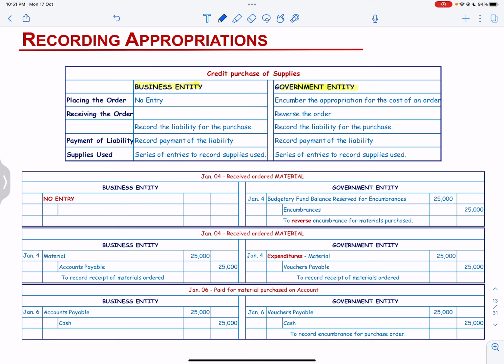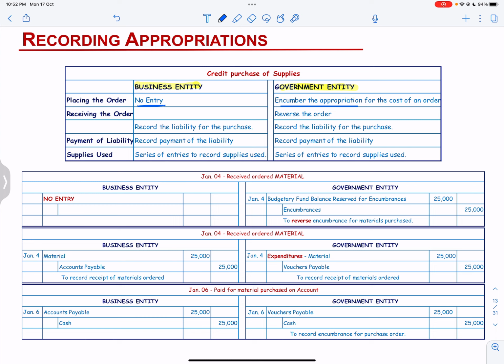Now, when an order is placed, we do not make any entry in a business organization, but in the case of government, the moment we plan to place the order, we have to encumber the appropriation for the cost of an order.